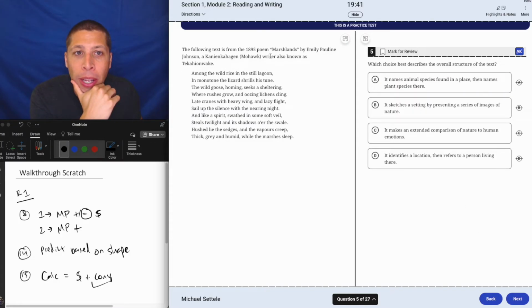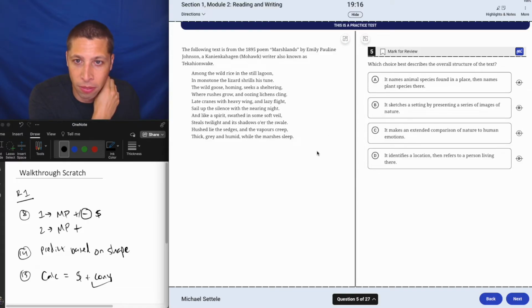Okay. Among the wild rice in the still lagoon, in monotone the lizard shrills his tune. The wild goose homing seeks a sheltering where rushes grow and oozing lichens cling. Late cranes with heavy wing and lazy flight sail up the silence with the nearing night, and like a spirit swathed in some soft veil, steals twilight and its shadows o'er the swale. Hushed lie the sedges and the vapors creep, thick gray and humid while the marshes sleep.